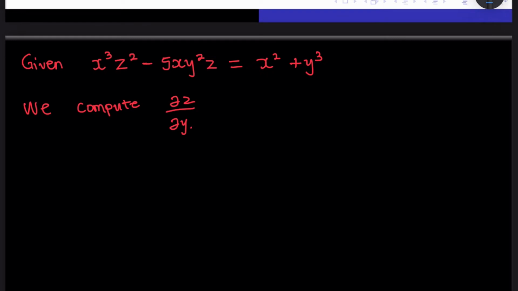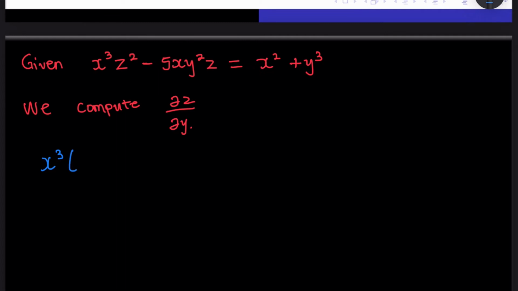Let's now compute ∂z/∂y. In this case, our focus should be on the variables z and y. All other variables will be treated as constants. So x will be treated as a constant in this case. With the first term, we are going to have x cubed out. Now we differentiate z squared with respect to y.